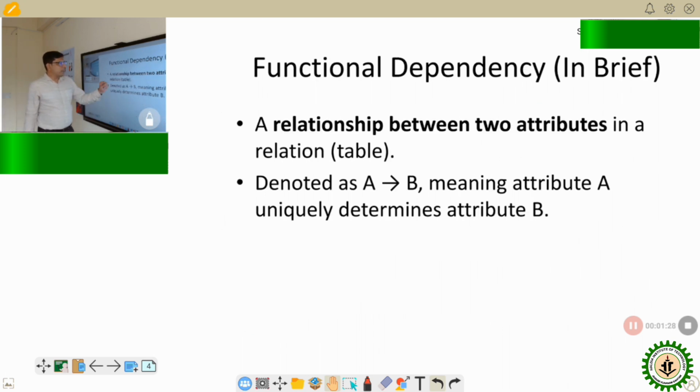Next, the relationship between two attributes is the main thing of the functional dependency. And in a relation, A arrow B means the attribute A uniquely determines the attribute B.